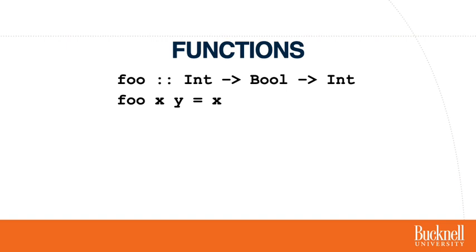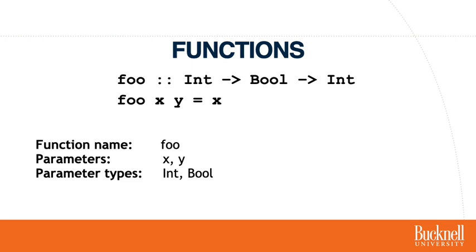Here's a Haskell function. The function's name is foo. It takes two parameters, x and y. The parameter types are the first two types listed on the first line, Int and Bool. The return type is Int. That's the last type listed on the first line.